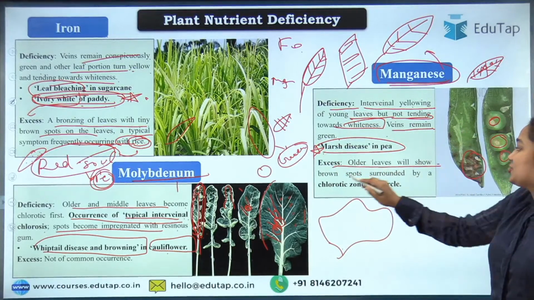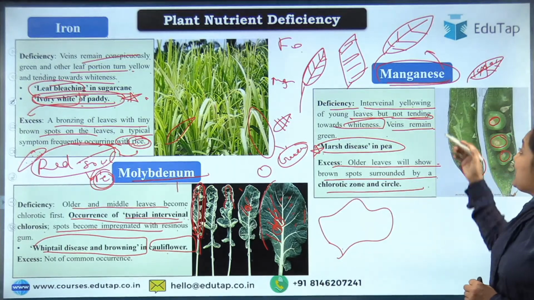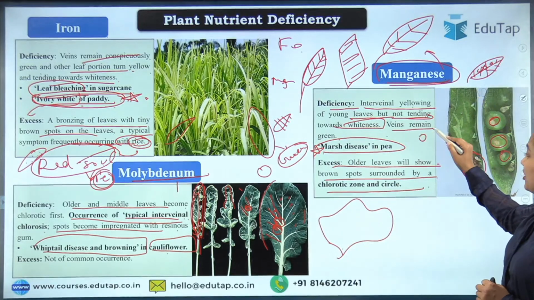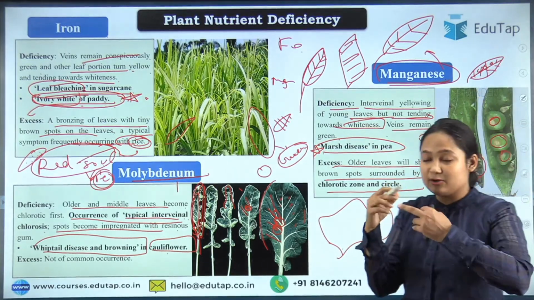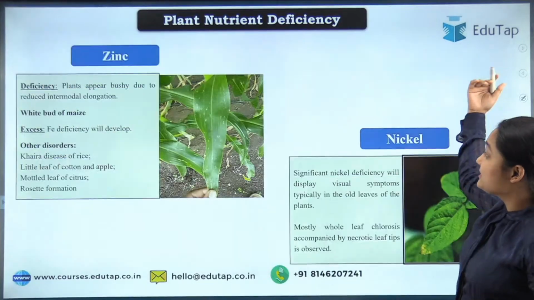Excess of manganese: the older leaf will show brown spots surrounded by the chlorotic zone and a circle. So what will happen if excess of manganese is there? In the older leaf, brown spots will be there and a circular kind of drying will be there. Okay, so that was the plant nutrient deficiency.